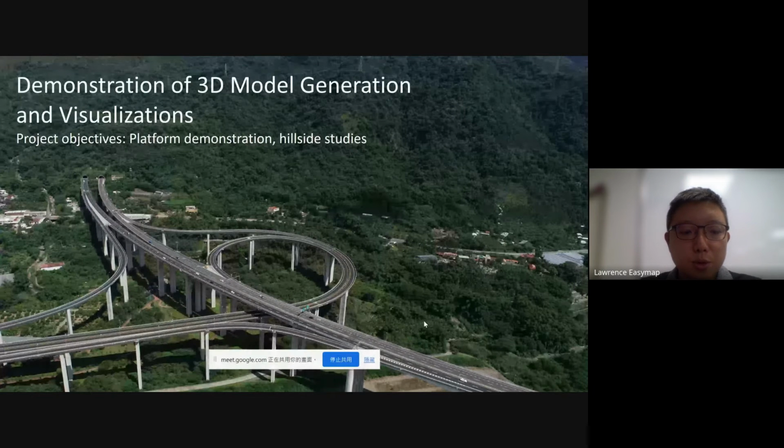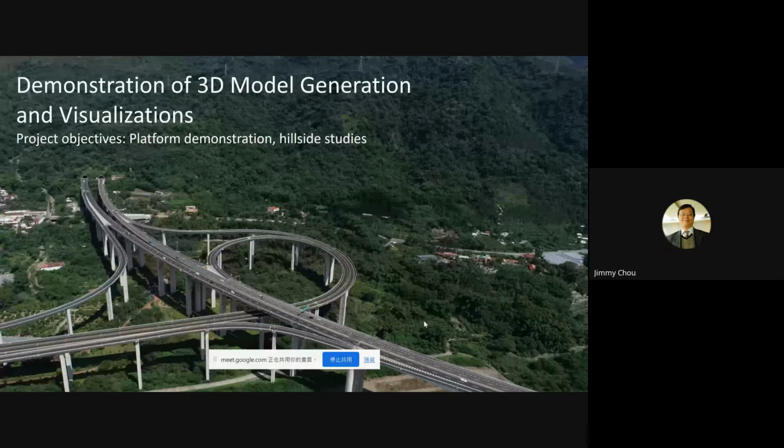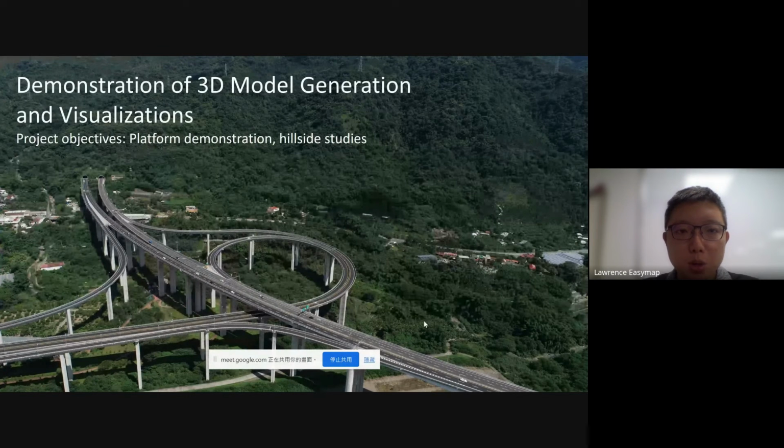Okay, so for the following, I will demonstrate how we can use remote sensing pictures to generate a 3D model, and how we can visualize it. This is a very interesting project that took place about half a year ago. You can see a beautiful highway here.